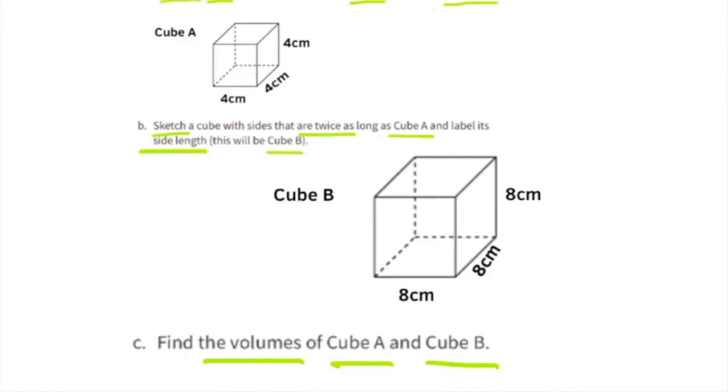C. Find the volumes of cube A and cube B. To find the volume, we have to multiply 3 side lengths. The volume equals length times width times height. So for the smaller cube, the volume would be 4 times 4 times 4. The volume for the smaller cube is 64 centimeters cubed, or 64 cubic centimeters.